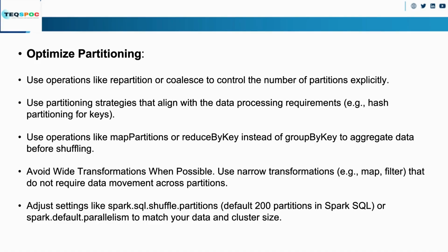Third one is use operations like map partitions or reduce by key instead of group by key to aggregate data before shuffling. Map partitions or reduce by key are also wide transformations, but it's still better than group by key to aggregate the data. The reason being, both of these transformations work in a bit different way than group by key or join for that matter. If I call map partitions or reduce by key, first the sorting or aggregation will happen at the partition level. Then the data will be moved across the cluster.